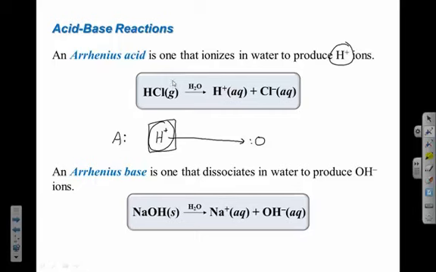What makes it an acid, though, is that originally, like HCl, the bond between the H and the Cl is not very stable. The chlorine is better at pulling the electrons than the hydrogen is.